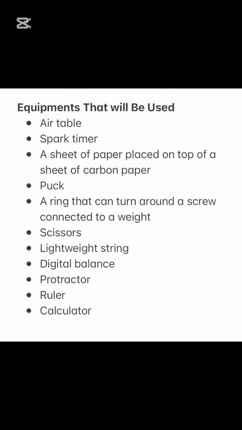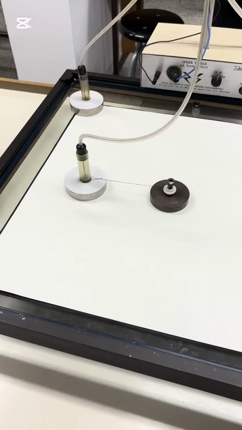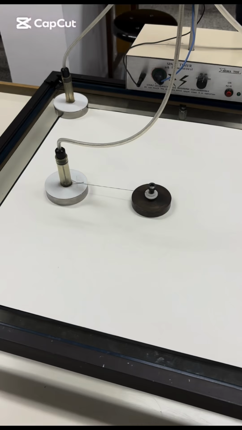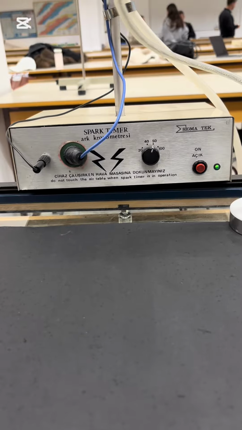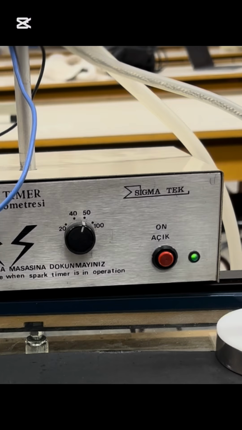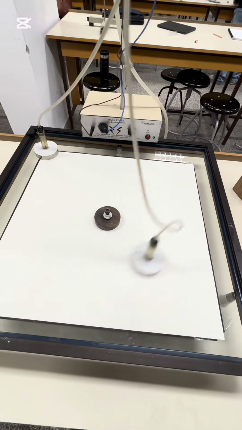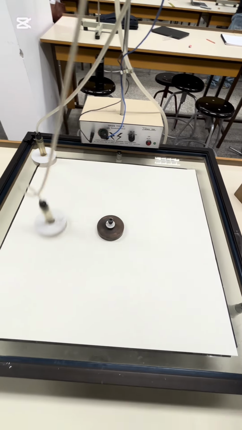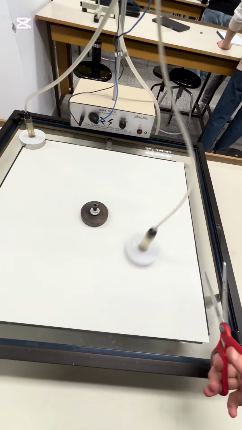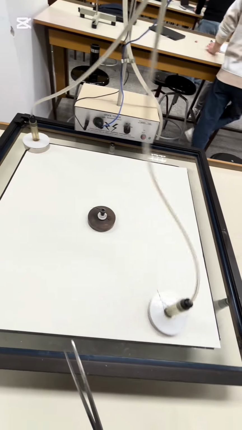These are the equipment that I used in my setup. In the experiment, the puck was tied to the string on the weight. After activating the air table and setting the timer frequency to 50 milliseconds, I gave the puck an initial push to start the circular motion. Once the motion was stable, I cut the string to remove the centripetal force and recorded the puck's linear path on the same sheet of paper.